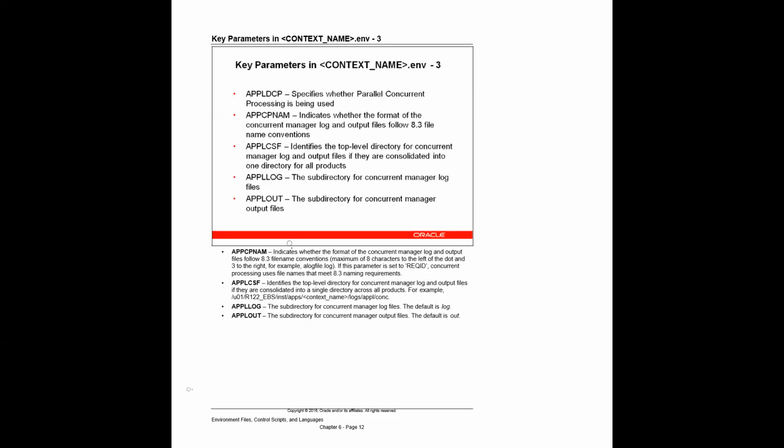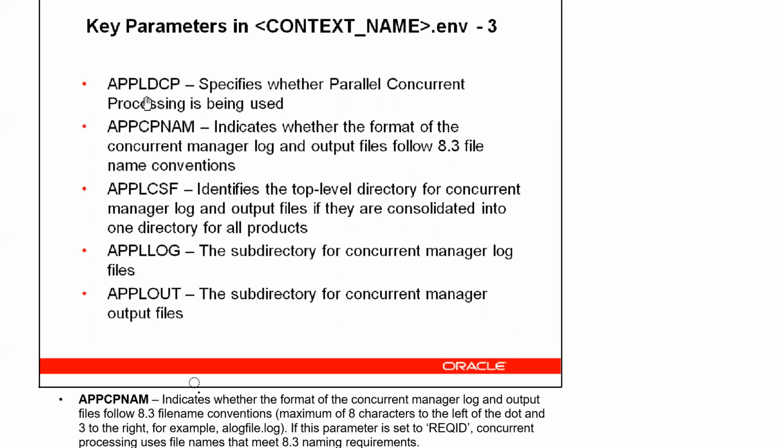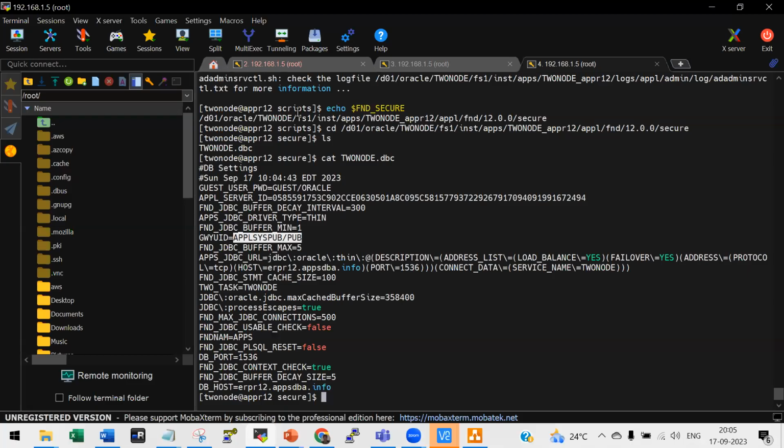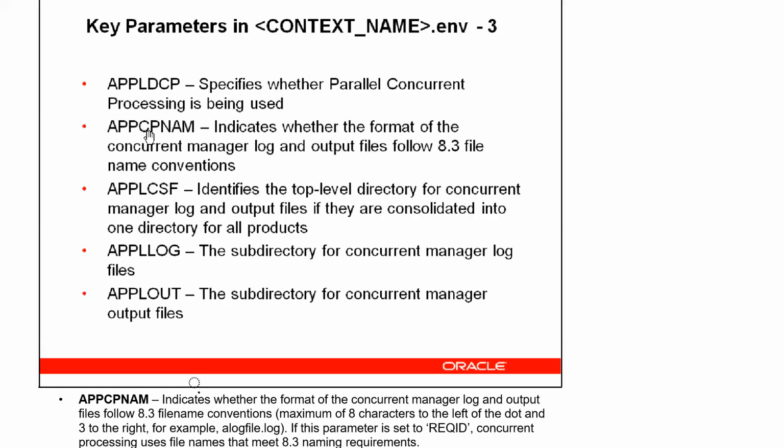Okay, so like that. Suppose if you want to implement PCP, then you have to use this APPL DCP, which shows whether parallel concurrent processing is used. If you see, by default, it will be off. You go to the context, and you can see that by default it is off because PCP is not enabled. So when you want to enable it, you make it on and then run the autoconfig.